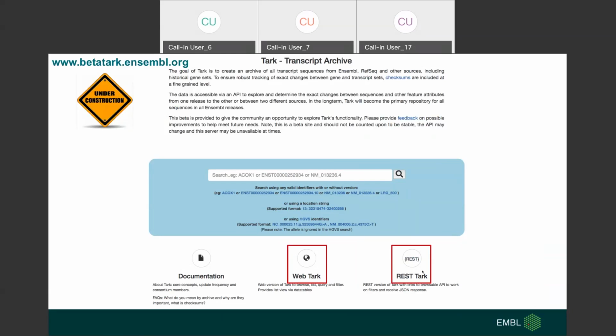Great. So any other questions? Just a quick question about this resource. I've never used it. It sounds very interesting. But for example, if somebody has a question, are this transcript from RefSeq and this transcript from Ensembl identical, can this tool quickly give you an answer? Yes or no? Yes. Yes.